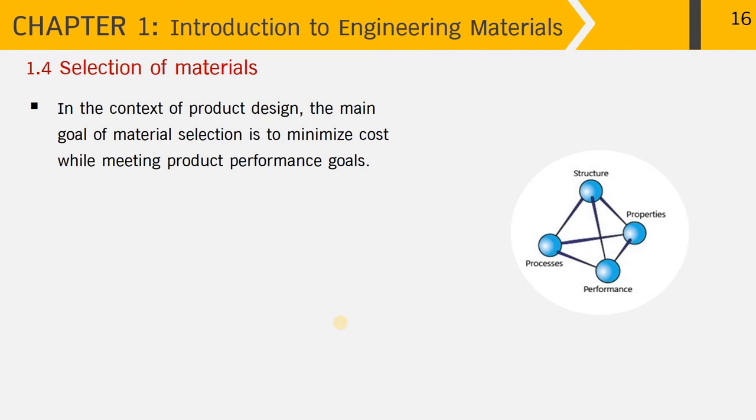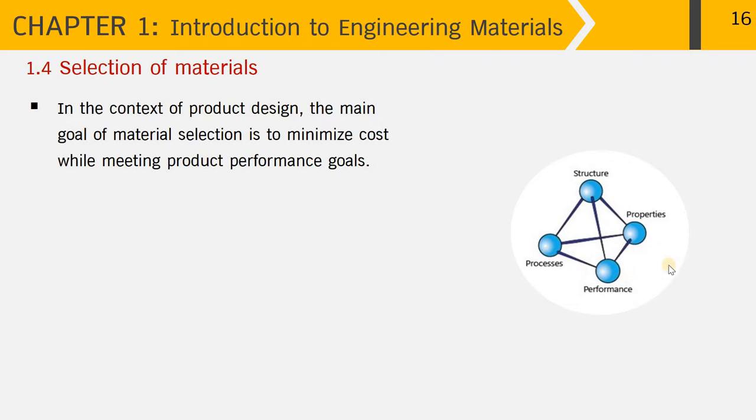Topic 1.4 Selection of Materials. In the context of product design, the main goal of material selection is to minimize cost while meeting product performance goals. As you can see from this picture, sitting in the four corners are the structure, properties, performance, and processes. These are four pillars that we have to consider whenever we select the materials.